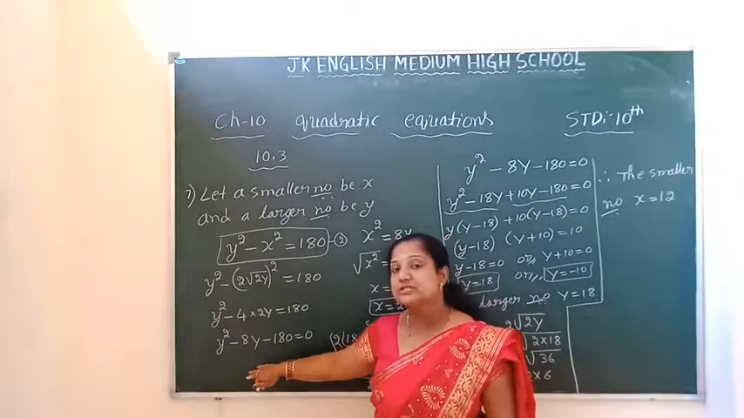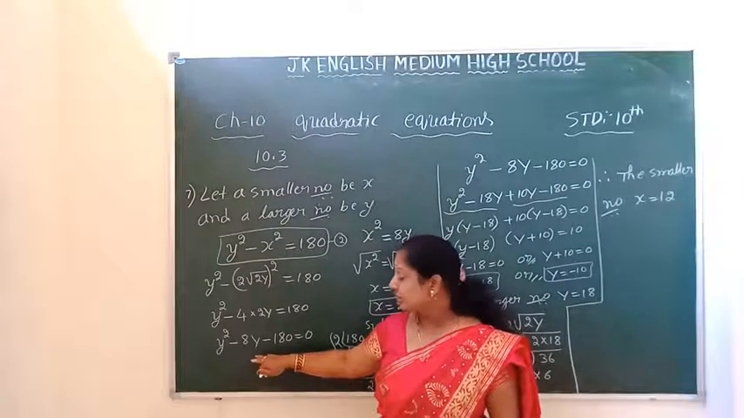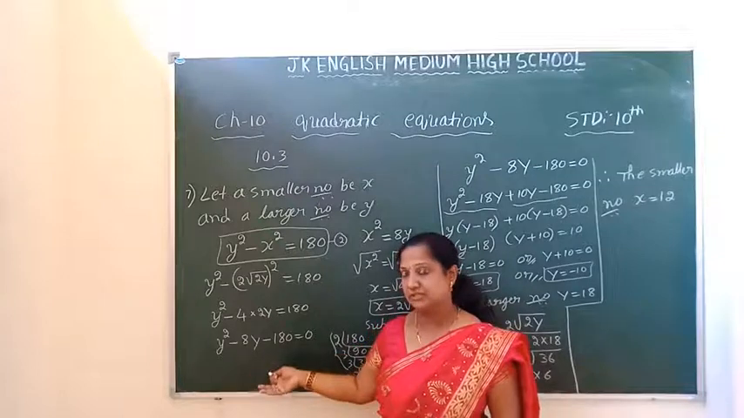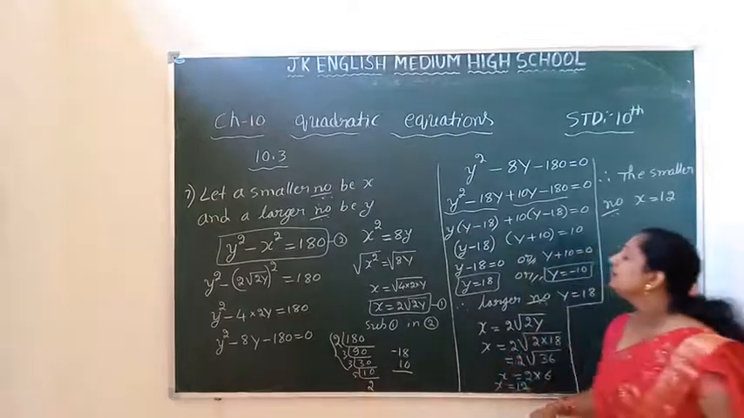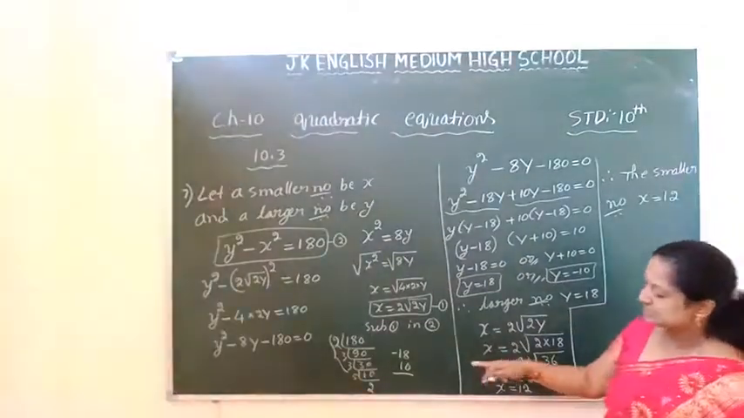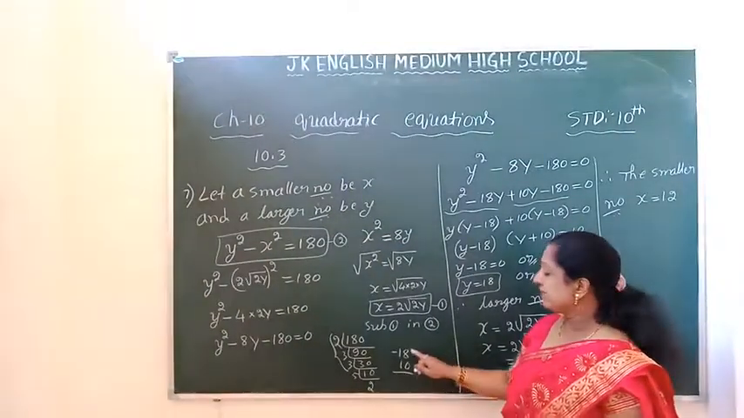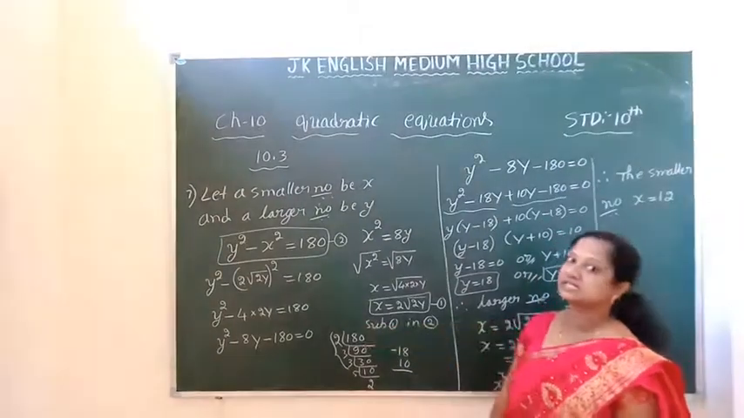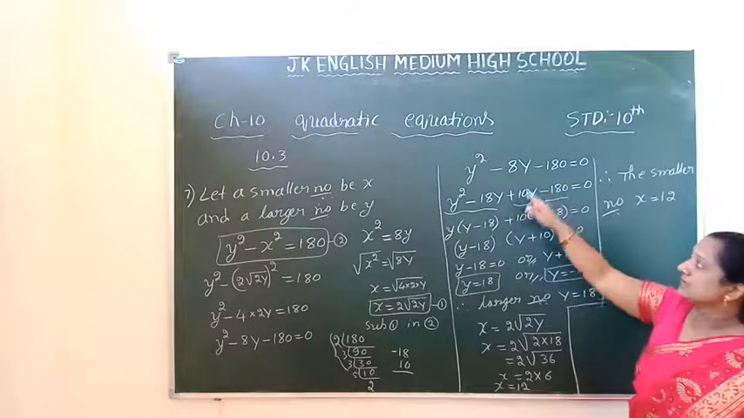After reducing the equation to the standard form of a quadratic equation, you can use the factorization method, which I have used here, or you can use the formula method also. So minus 180 I can split in this manner: minus 18 into 10 is minus 180, and minus 18 plus 10 is minus 8, that is the middle number. According to that, I have split the middle term.